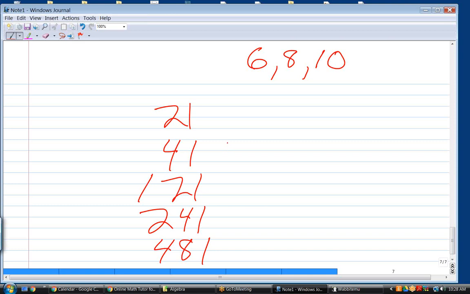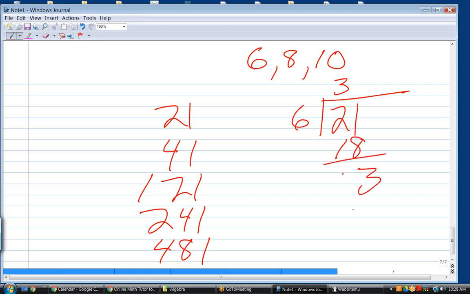It's 3.5. Okay. Illustrating a problem with using the calculator. Here's what I want to do. I want to divide 6 into 21. Goes 3 times. 3 times 6 is 18. The remainder is 3.